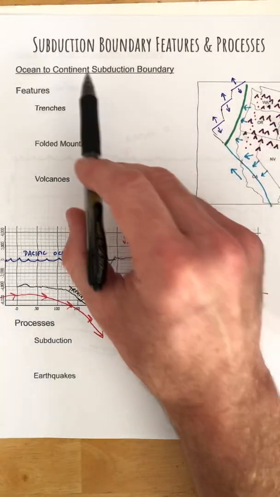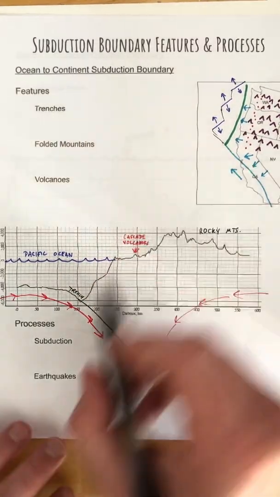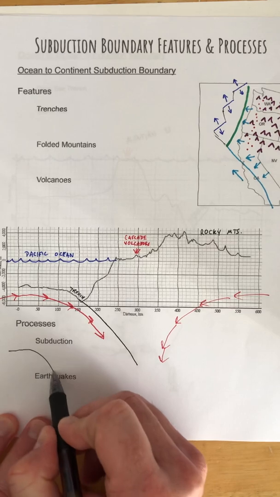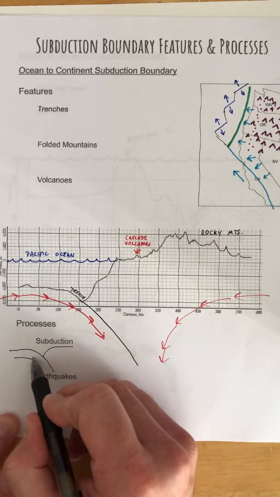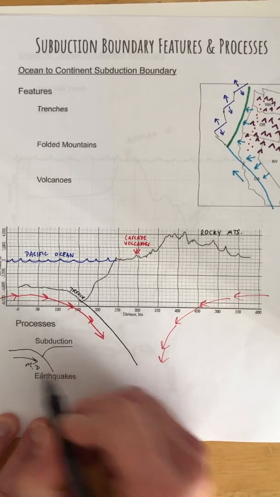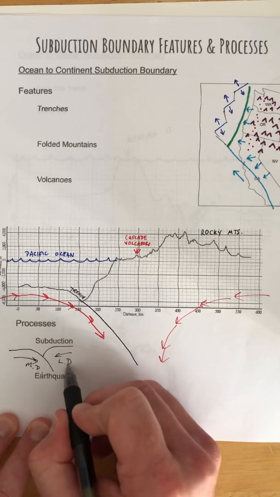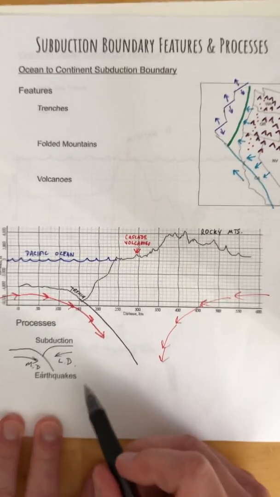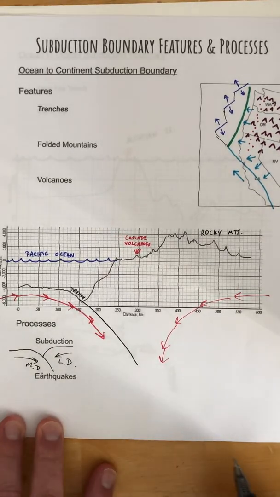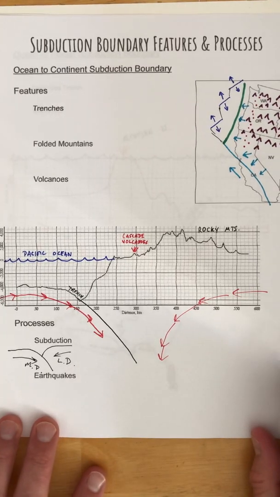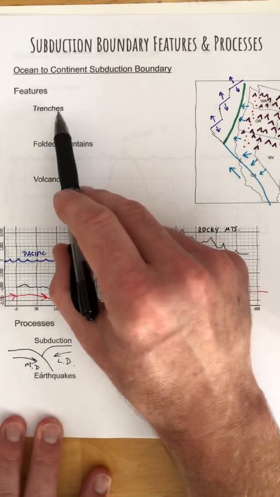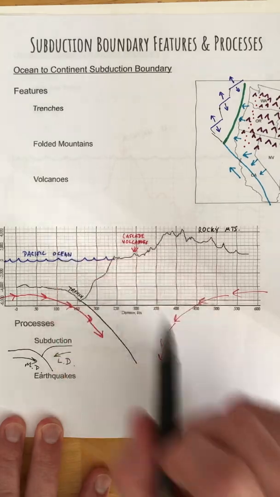So for starters, again, subduction is where one plate subducts under the other one because it is more dense. The less dense plate is the overriding plate and stays on top. That's just what subduction means. Now, when one plate subducts under the other one, we get some features, namely trenches, folded mountains, and volcanoes.